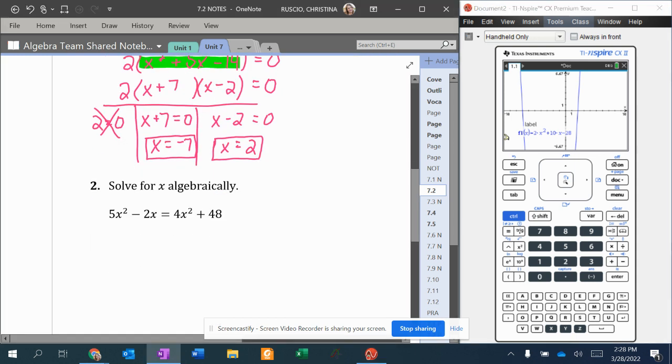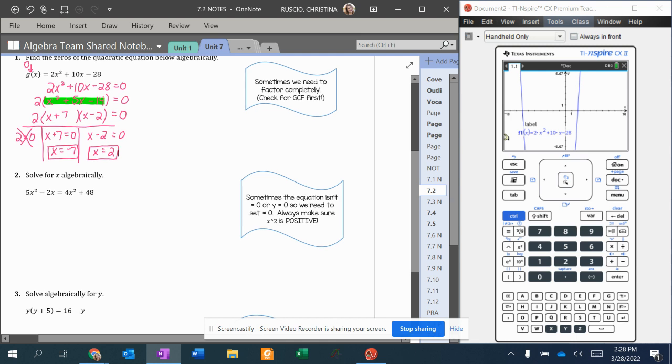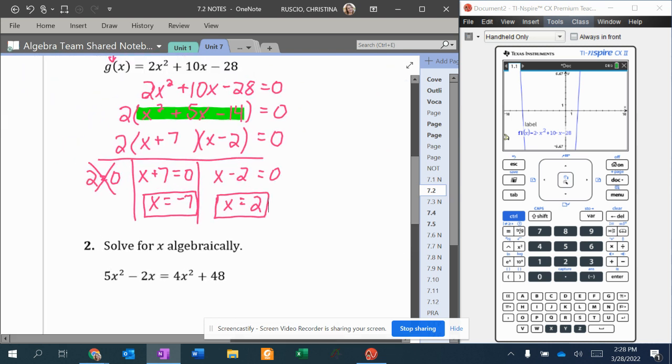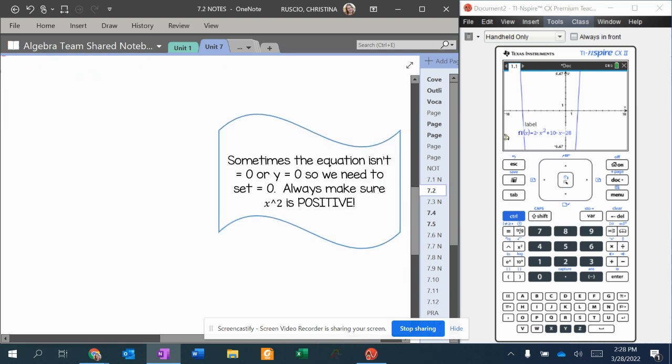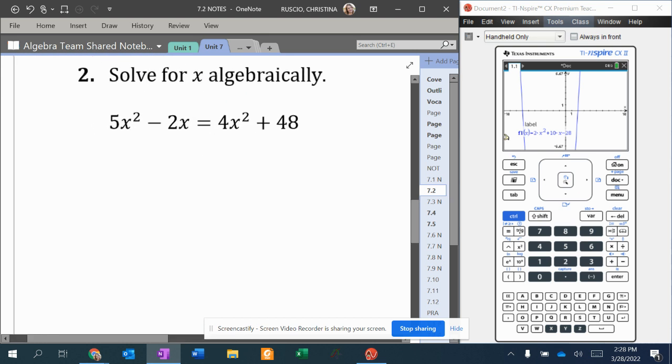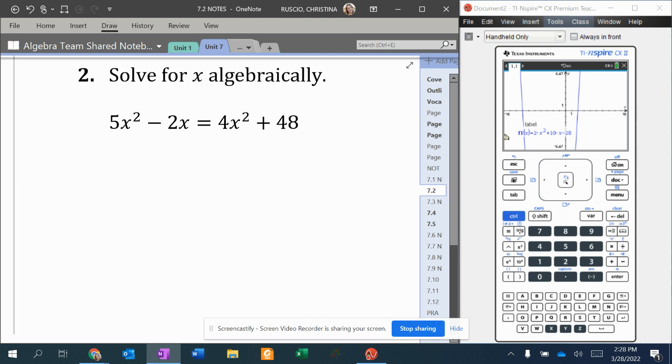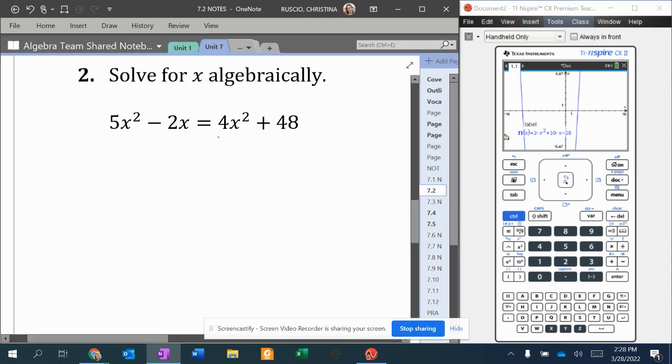All right, number 2, let's read that little flag flying over here. It says sometimes the equation isn't set equal to 0 or y equals 0. So we need to set it equal to 0 somehow, some way, where it's not as easy as literally plopping 0 in for y. But we want to make sure that x squared is positive. Well, it looks to me that we got to do some moving around. So I am going to leave my 5x squared put, but I'm going to move everything from my right side of the equation and move it to my left side. And the reason is, if I do that, I get a positive x squared, which is what I was going for.